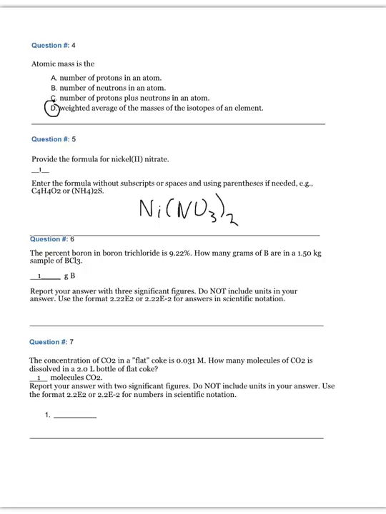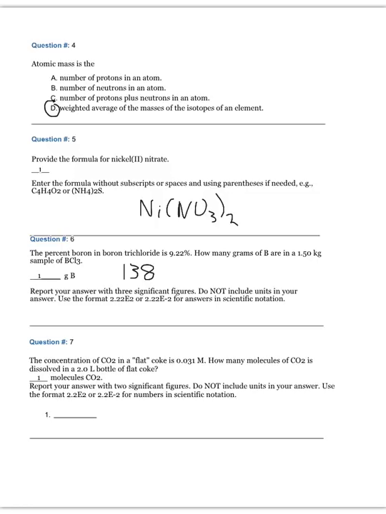Question number 6. The percent boron in boron trichloride is 9.22%. How many grams of boron are in a 1.50 kilograms sample of boron trichloride? Report your answer with three significant figures. Do not include units in your answer. Use the format 2.22e2 or 2.22e-2 for answers in scientific notation. The answer is 138 grams.